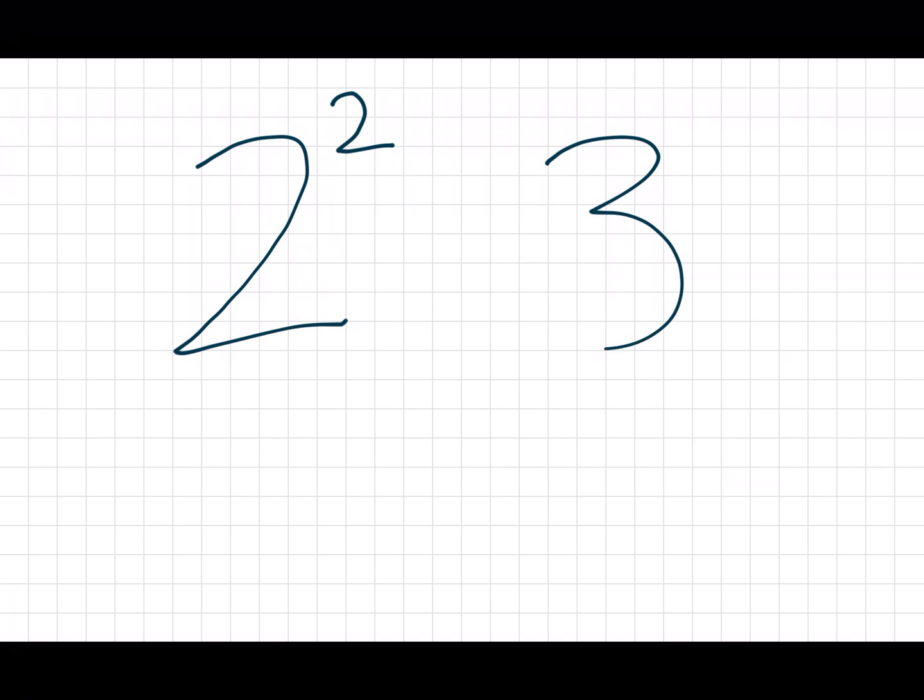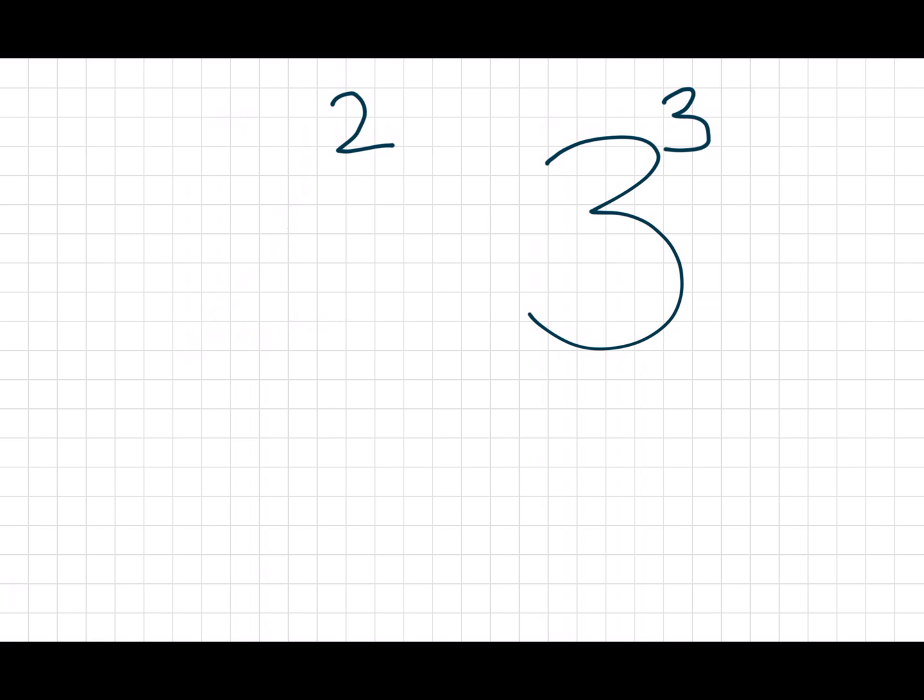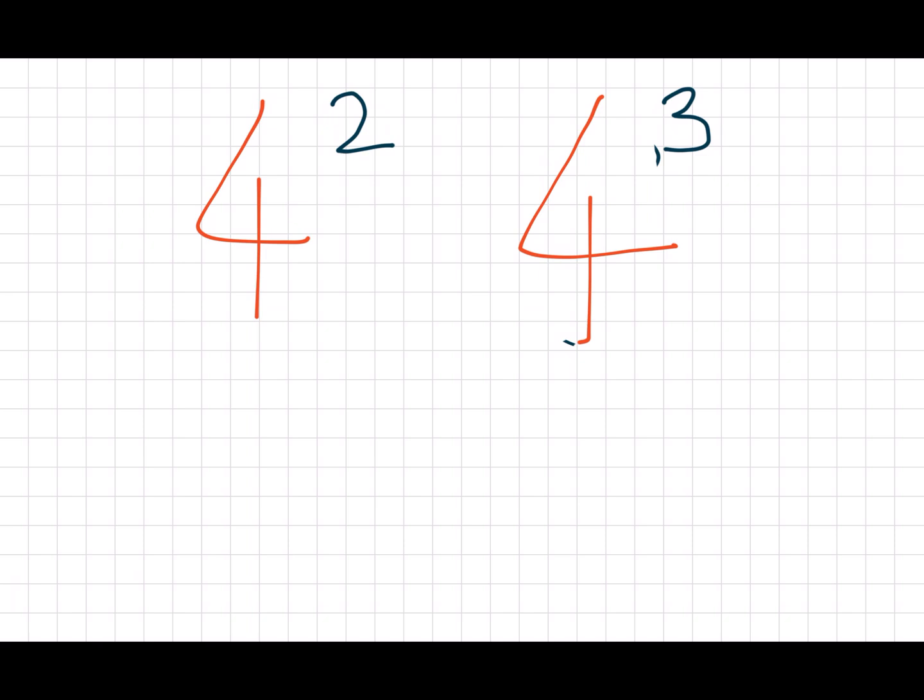Just remember, square numbers have a little 2, cube numbers have a little 3. But don't forget that whatever that number is, it doesn't mean times by 2. It means times by itself. Or on the cubed, times by itself, and then times by itself again. Okay, that's the big mistake that people make, not times by 2.